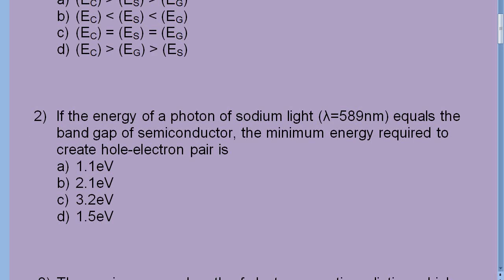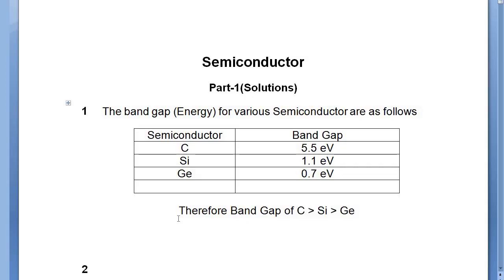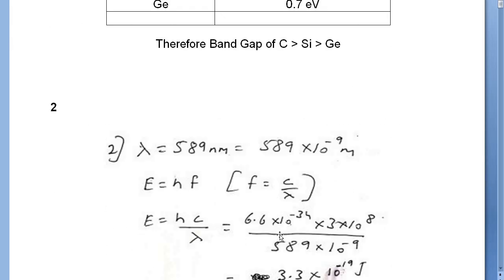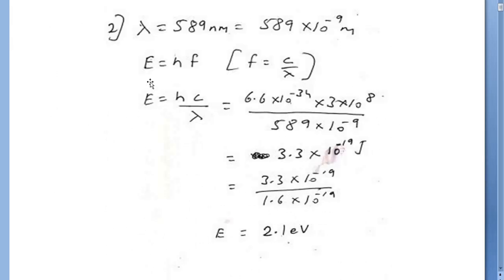Next, if the energy of photon of sodium light, lambda 589 nanometers, equals the band gap of semiconductor, the minimum energy required to create electron hole pairs is? So how to solve this? So here what we are given is the wavelength. Wavelength is 589 nanometer. We convert this into meters, 589 into 10 raised to minus 9 meters. Okay. Then what we know, how do we write the energy equation?